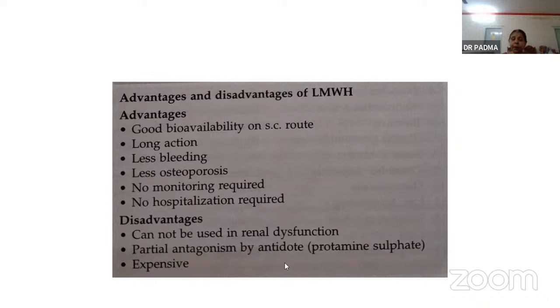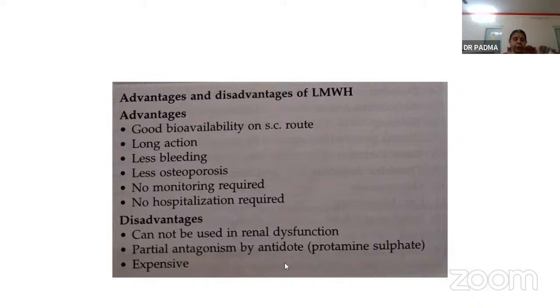So what do you mean by good bioavailability? What do you mean by the definition of bioavailability? The amount of active drug reaching the systemic circulation when given by a non-vascular route. I hope you have understood. When a drug is given, what is the definition of bioavailability? Bioavailability is a phenomenon when a drug is given by a non-vascular route. That means not by IV. Okay, and especially by oral or by subcutaneous.